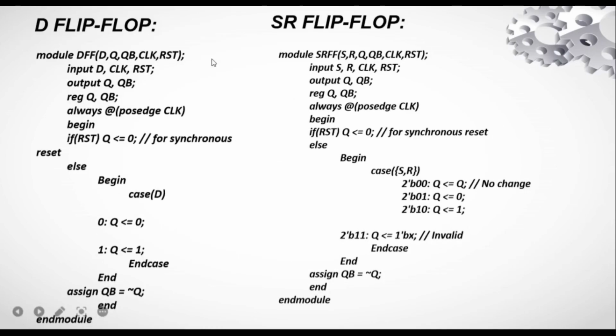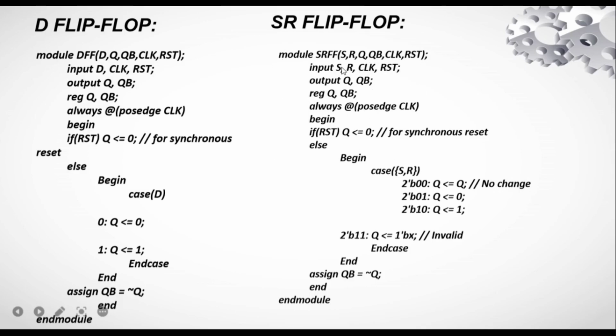So here's the Verilog code for D flip-flop and SR flip-flop. We have three inputs over here for D flip-flop, that is D, clock and reset, and the outputs are Q and QB. So here we have a few cases. Case 0 is Q less than or equal to 0, and case 1 is Q less than or equal to 1.